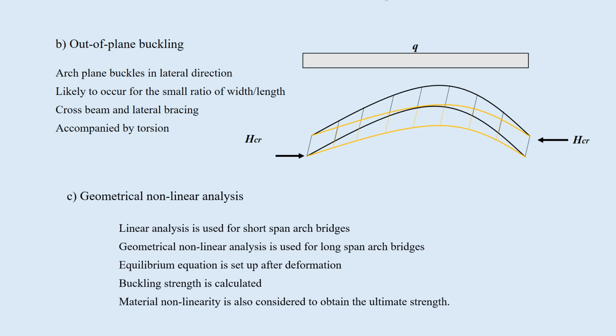C. Geometrical nonlinear analysis. Linear analysis is used for short-span arch bridges. However, geometrical nonlinear analysis is used for long-span arch bridges. In this analysis, equilibrium equation is set up after deformation, which is essential to find the buckling strength. Material nonlinearity is also considered to obtain the ultimate strength.